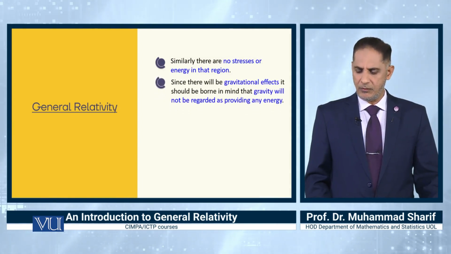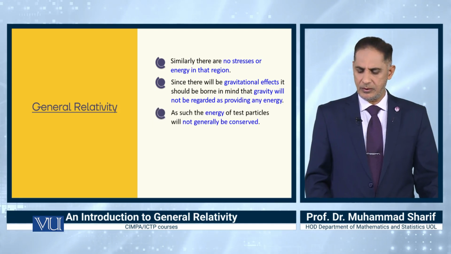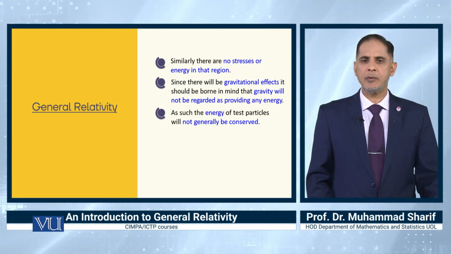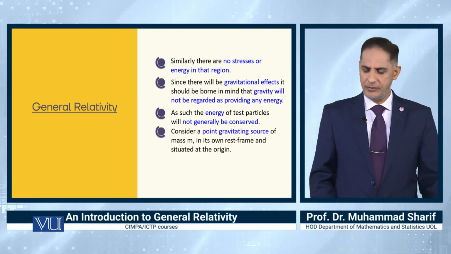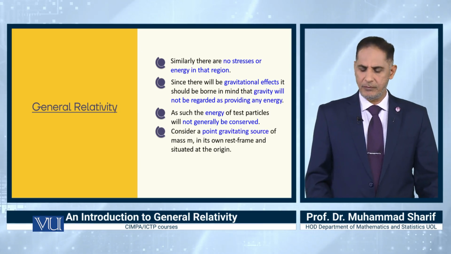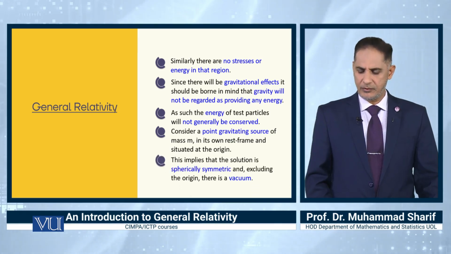Since there will be gravitational effects, it should be borne in mind that gravity will not be regarded as providing any energy. As such, the energy of test particles will not generally be conserved. So, we start by considering a point gravity source of mass m in its own rest frame, situated at the origin. This implies that the solution is spherically symmetric, and excluding the origin, there is a vacuum.